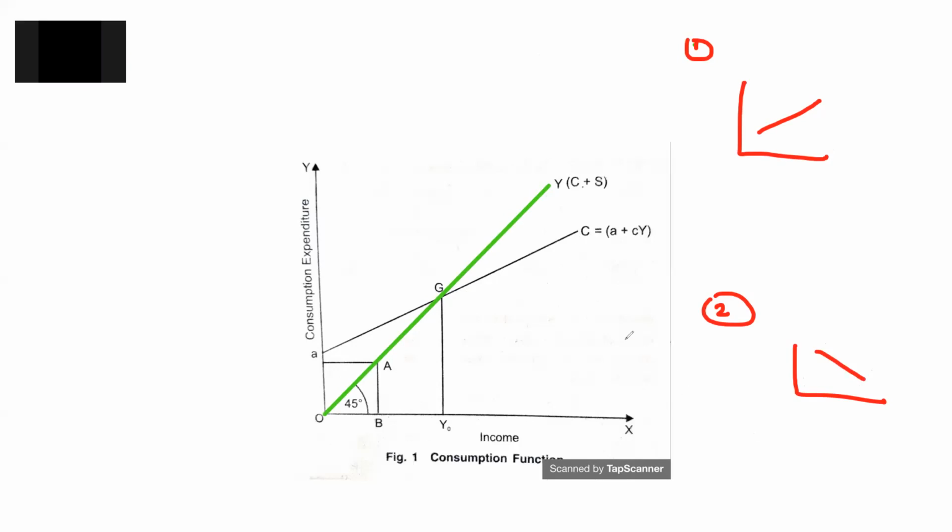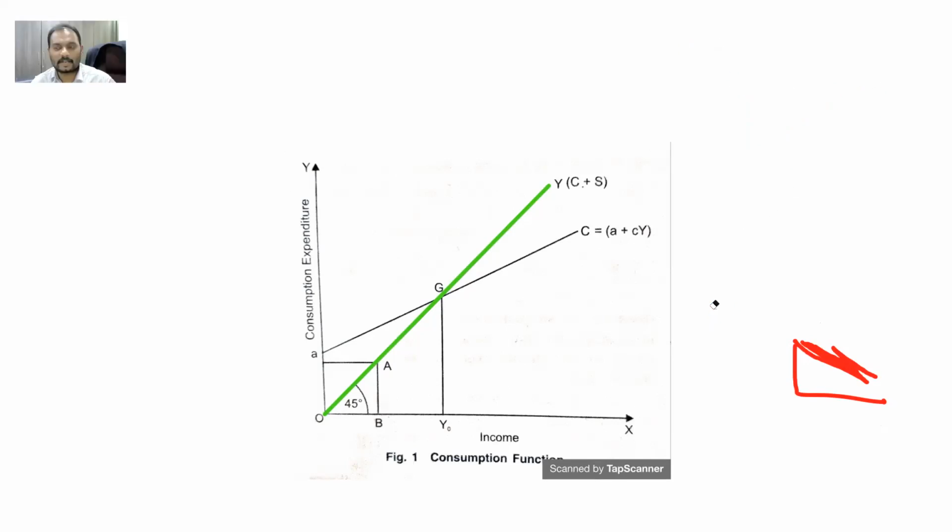Number 1 is positive. Very good. And number 2 is negative. Any curve which goes downwards is negatively sloped. Any curve which goes upwards is positively sloped. Are you all clear with the basic graph here? Yes, sir. Anybody having doubts in what I just explained? No, sir. Now look at the graph on the screen.